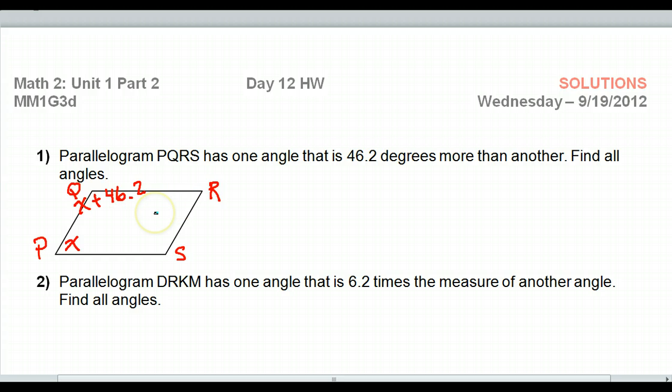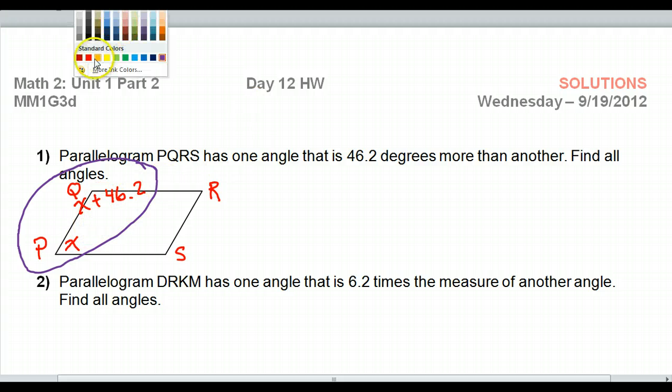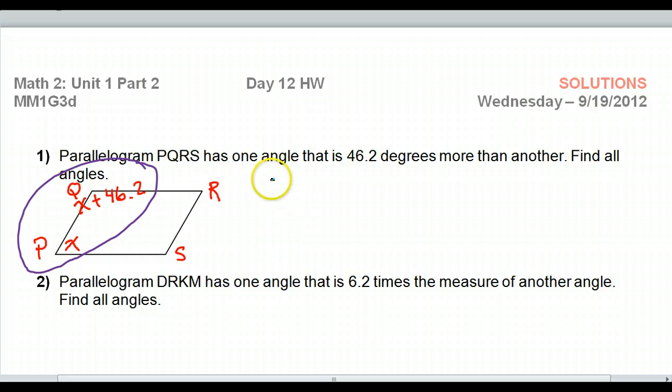Now, notice that these two angles, they're consecutive. Okay, these angles will be supplementary. So when I make my equation, it's going to be the supplementary equation. The x plus 46.2, if I add those together, it should equal 180. So that's what I'm going to do.